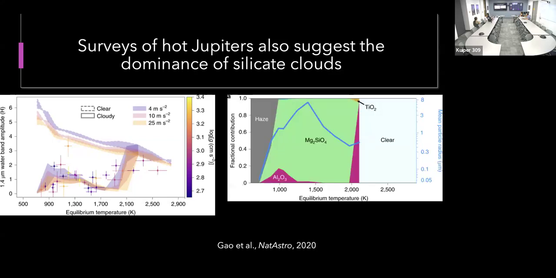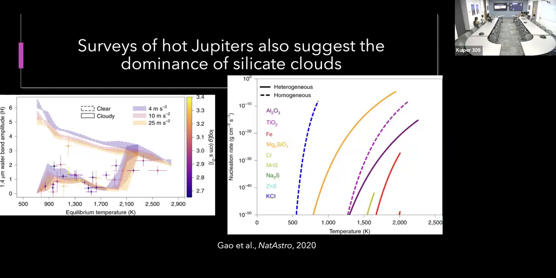Part of this work was also running a whole series of theoretical models, including microphysical models. The thing that came out of that is that what should really be dominating here are these silicates. You do have contributions from things like TiO and the aluminum oxides, but they're really not the largest component of the clouds that are impacting the spectrum that we see.